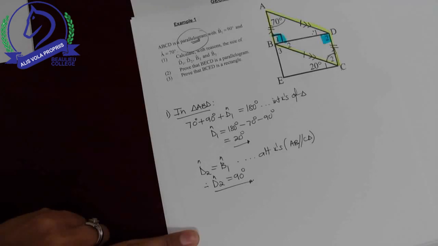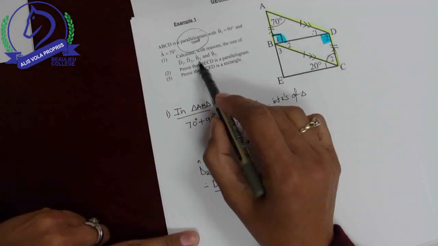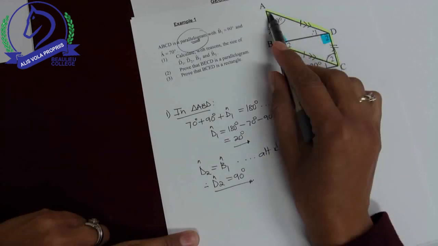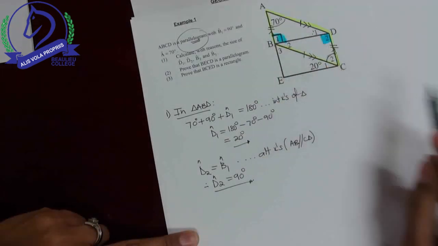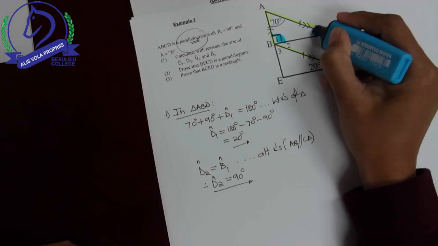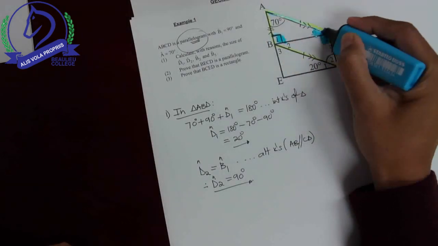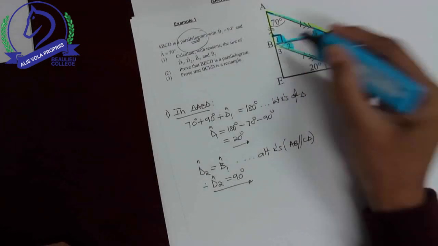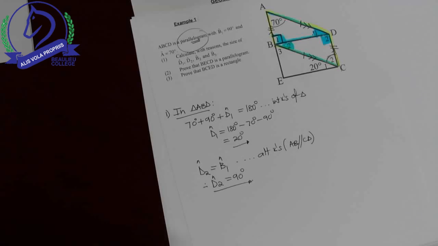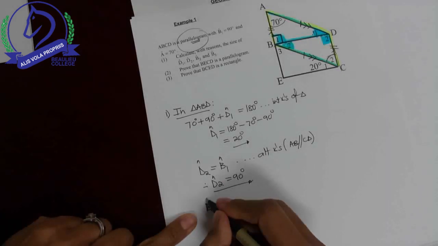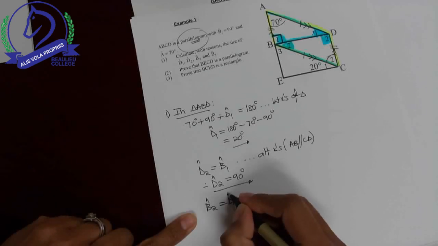Right, moving on to the next part of the question, B2. Where is B2? B2 is lying here. Now that line is parallel to that line. So there's another pair of equal angles, alternate angles. If you look carefully, there's the Z in blue. So we worked out D1. So D1 is equal to B2.